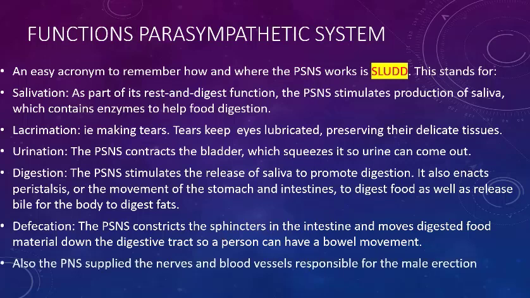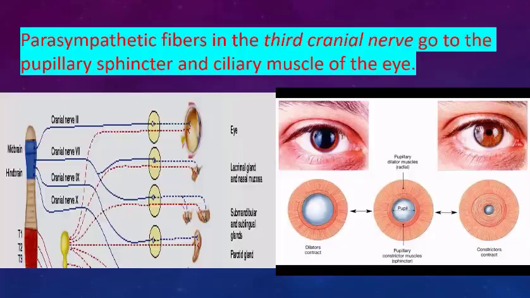Also, the parasympathetic system supplies the nerves and blood vessels responsible for male erection. So the parasympathetic system also participates in sexual activity. Parasympathetic fibers in the third cranial nerve go to the pupillary sphincter and ciliary muscle of the eye. Here you can see the pupil and the sclera. We have a cornea. In the cornea we have a dark area.